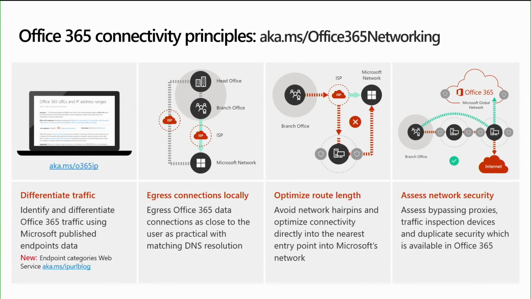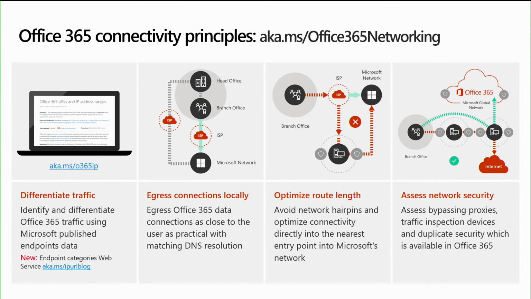So in Ignite 2017, we launched the Office 365 Connectivity Principles, which is just a general framework for connectivity to SaaS services, specifically Office 365. It starts with differentiating your traffic from generic internet traffic, egressing your network connections locally, along with your matching DNS, optimizing the route length for users, so ensuring that there are no hairpins or backhauling of traffic happening, and then finally ensuring that you're not breaking and inspecting Office 365 traffic on the wire because that adds additional latency. Go check out these principles at aka.ms/Office 365 networking.